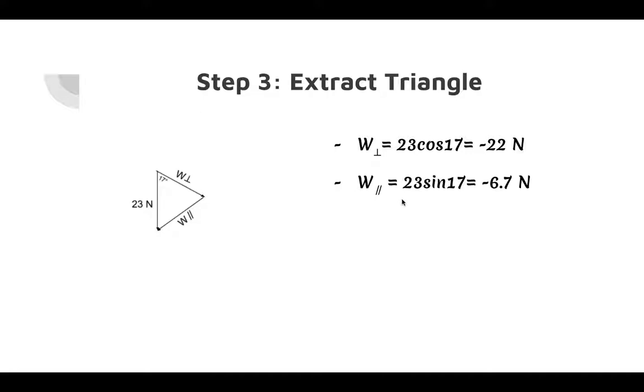And for weight parallel, it'll be 23 times sine of 17 degrees, which will give you 6.7 newtons. But again, you have to put the negative sign because the arrow is going towards the left, and you need a negative sign to indicate that.